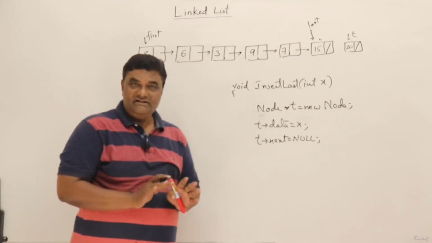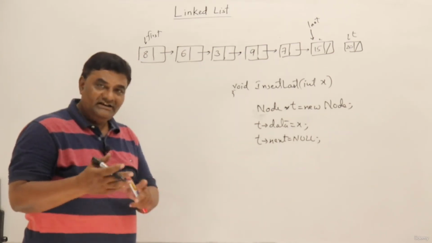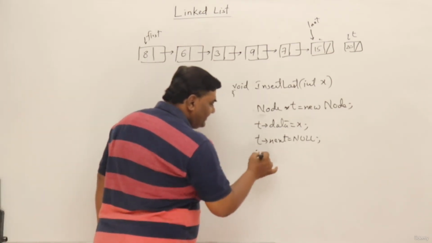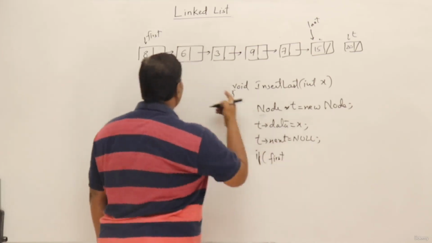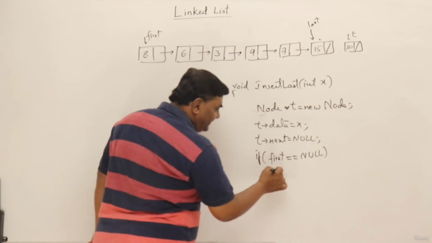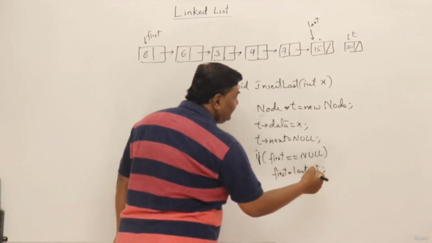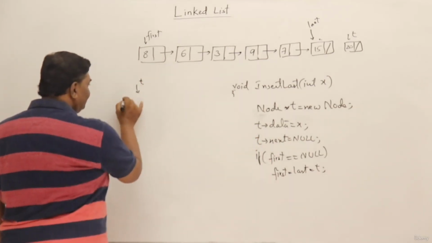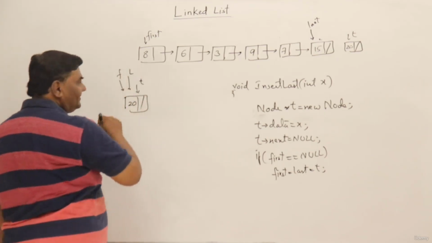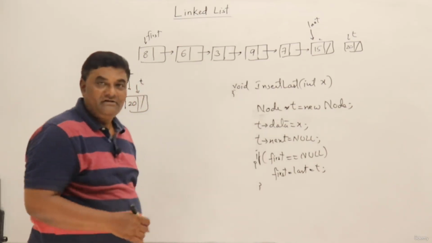Now we have to look at the cases. Are there any nodes in the linked list or is the linked list empty? How can we know that there are no nodes? If first or last, any one of them, is null, then it means there are no nodes and this is the first node. So let us check that condition. If pointer first is equal to null, means there are no nodes in the linked list, then make first as well as last a new node t. Suppose this is the first node, then both first will come here as well as last will come here. So this is the situation we have handled if the linked list was already empty.